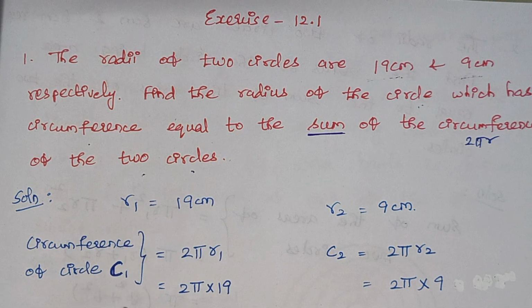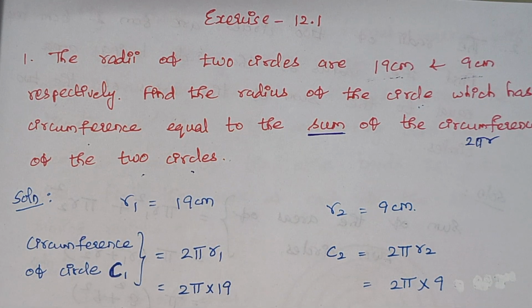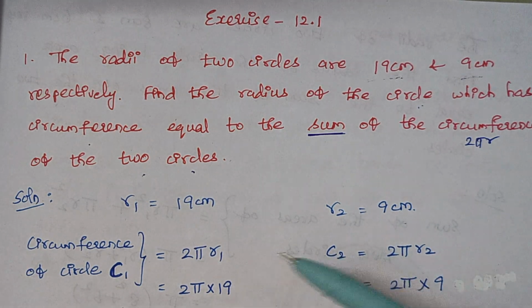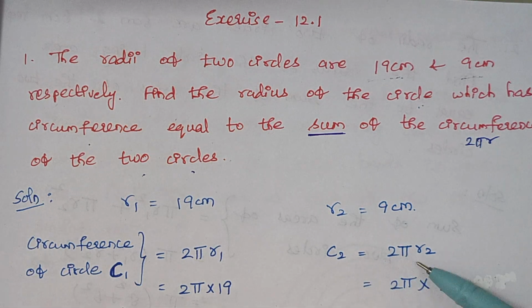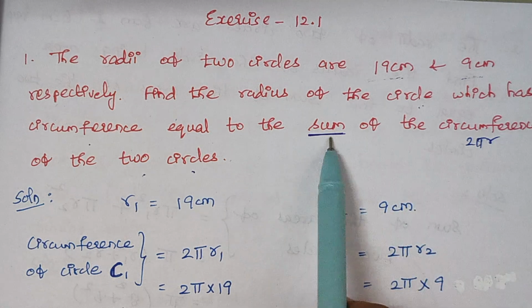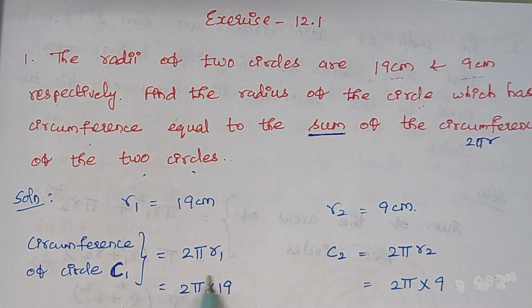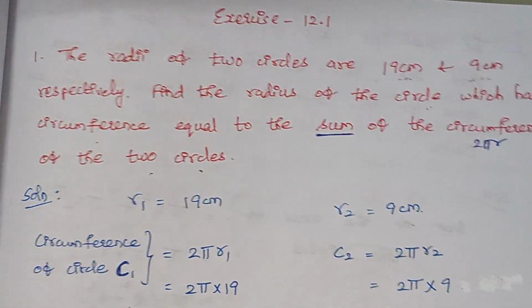So circumference C1 is given by 2 pi R1. What is the value of R1? It is 19, just substitute. Similarly, R2 is 9, and C2, that is the circumference of circle 2, is 2 pi R2. So R2 is 9, just substitute. Here we have to find the sum, and sum means you have to add, so just add these two values.